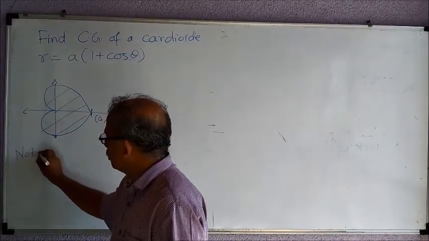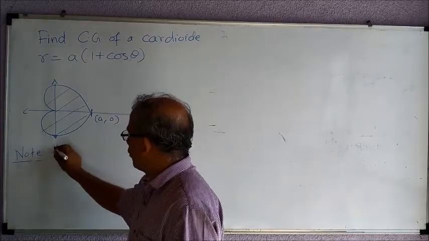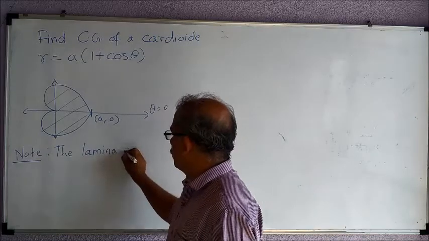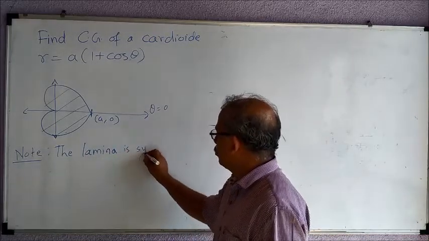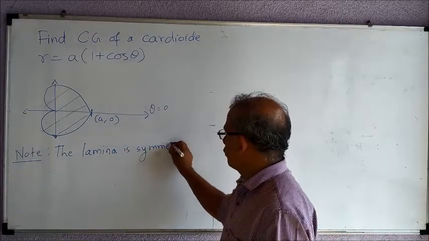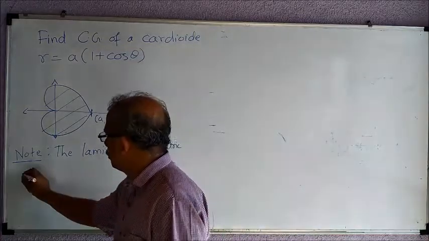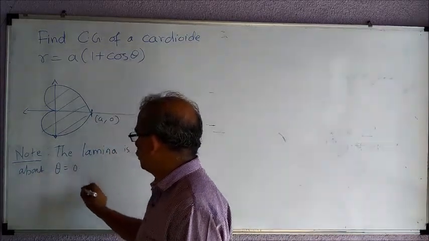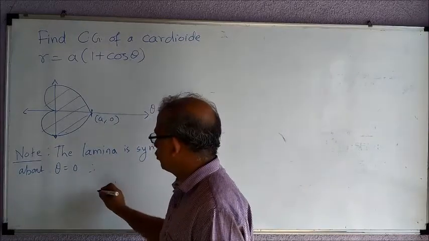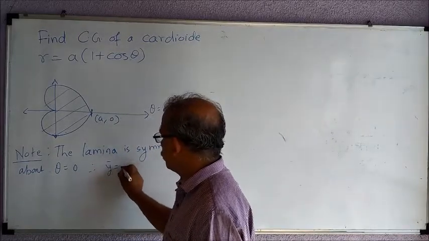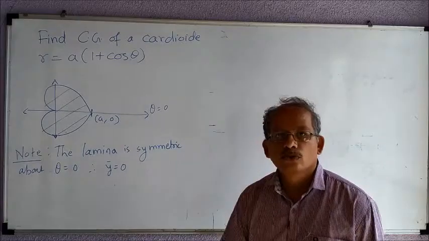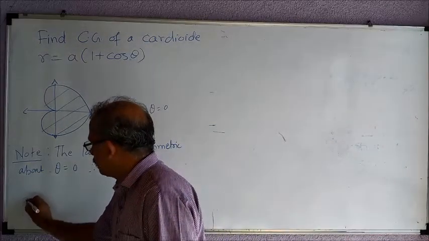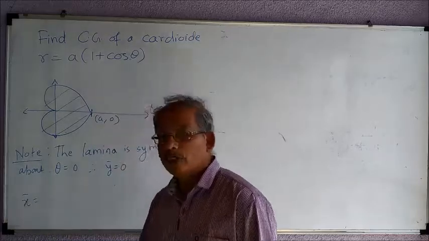Note that the lamina is symmetric about theta equal to 0. Therefore, y bar is equal to 0. So the y coordinate is going to be 0. So we'll find out only x bar. So what is the formula for x bar?